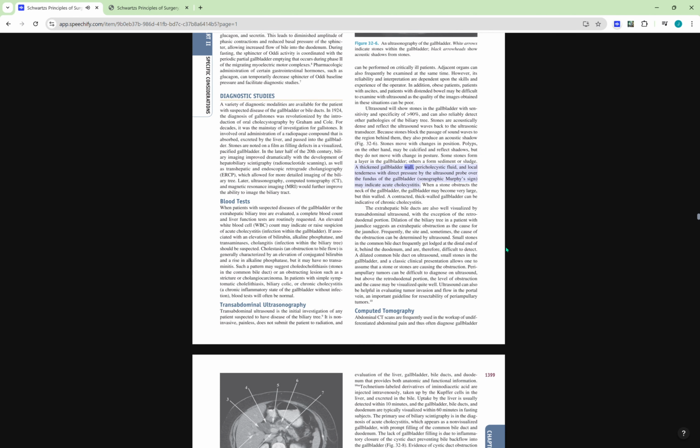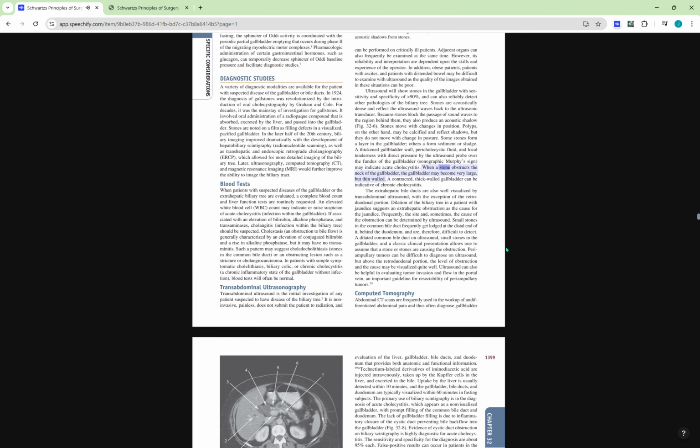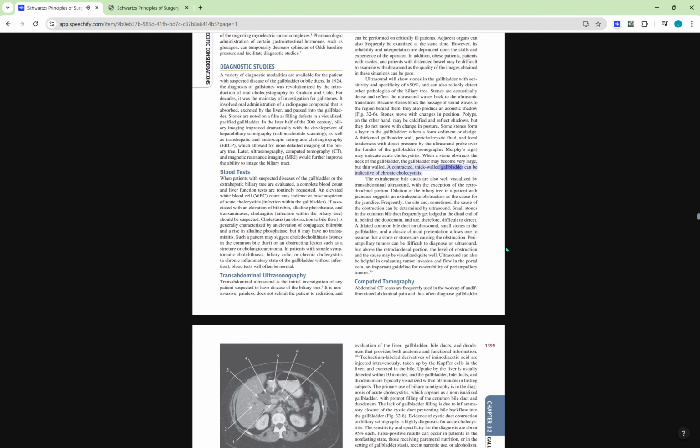A thickened gallbladder wall, pericholecystic fluid, and local tenderness with direct pressure by the ultrasound probe over the fundus of the gallbladder may indicate acute cholecystitis. When a stone obstructs the neck, the gallbladder may become very large but thin-walled. A contracted, thick-walled gallbladder can be indicative of chronic cholecystitis.